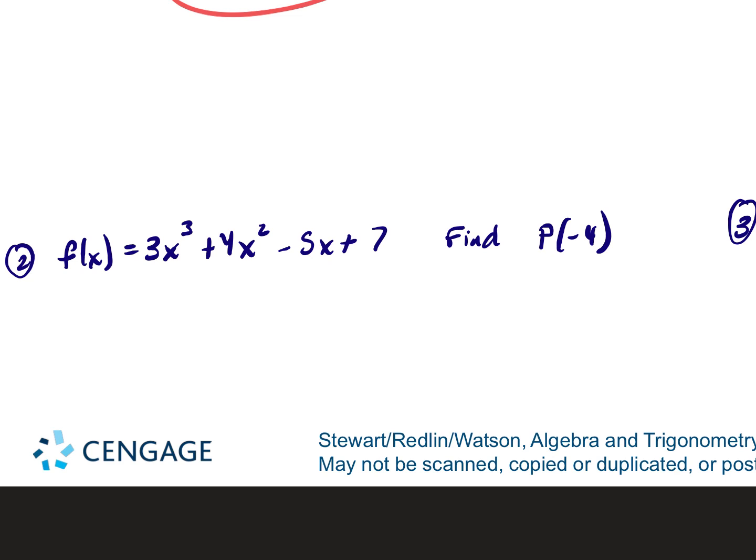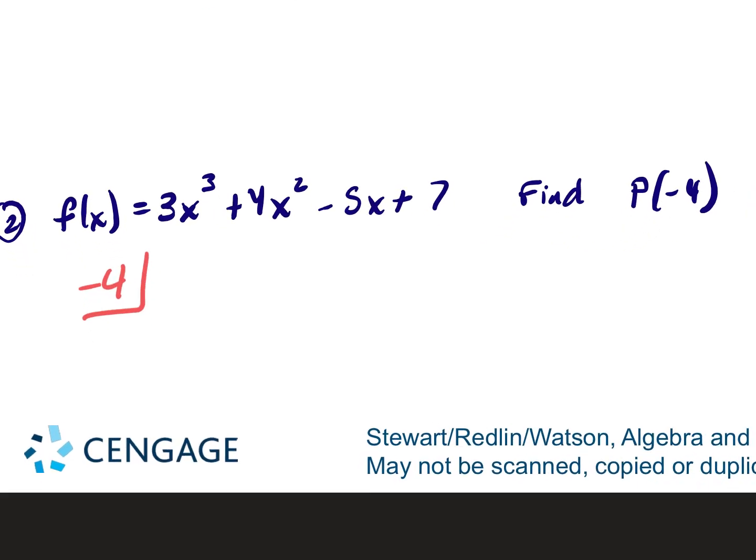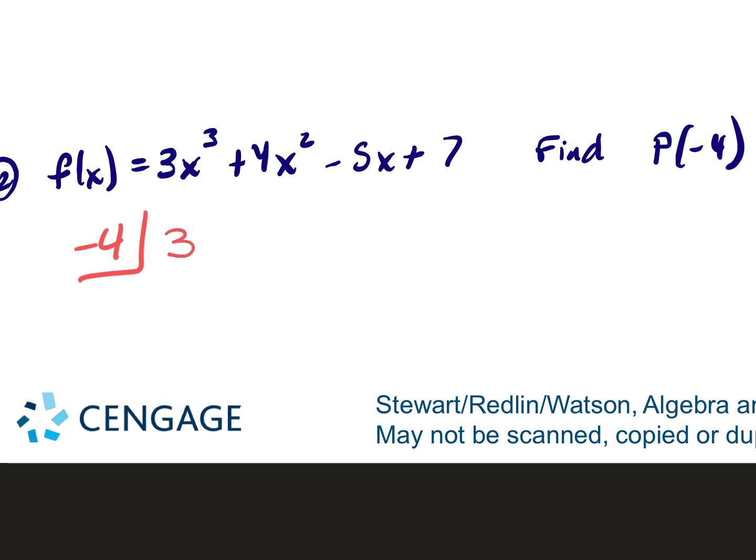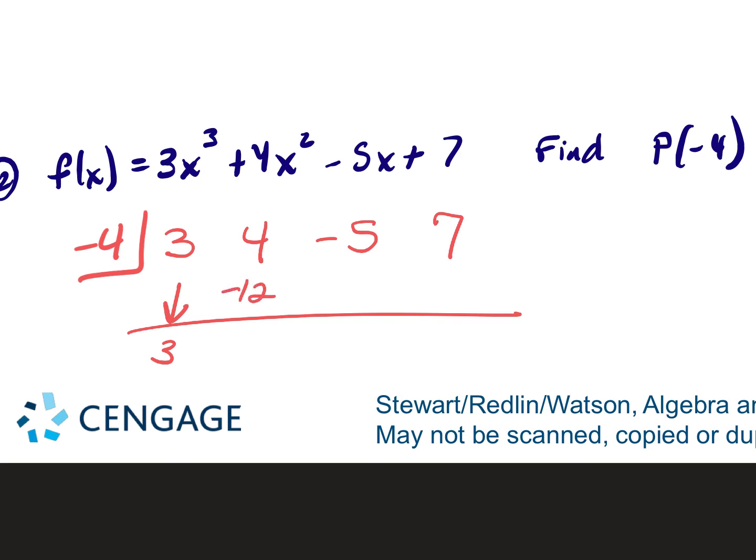What do they want me to use to synthetically divide? What number? Negative 4. So I'm using the remainder theorem to evaluate with this. So now I say, all right, well, what are my coefficients? 3, 4, negative 5, and 7, correct? Do I have any gaps or anything? Did I miss anything? No. Okay, so bring down your first term, multiply to the corner, and add down. So 3 times negative 4, negative 12, and 4 and negative 12 is negative 8.